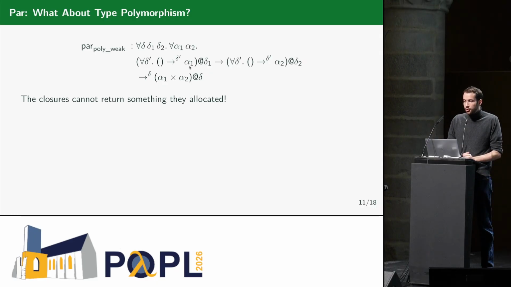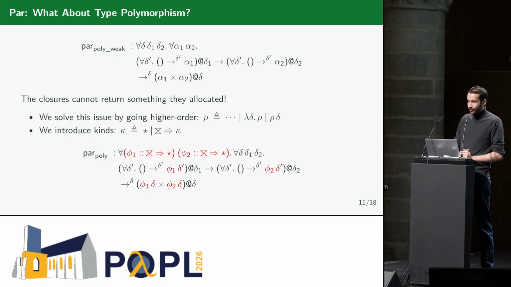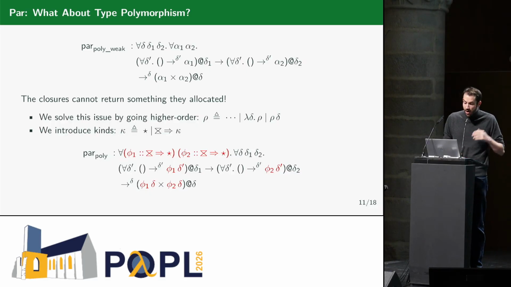So we solve this issue with a sledgehammer, and we decide to go higher order. So now our types can take timestamp arguments and can be applied to timestamps. This means that types themselves have a type, called a kind, and a kind is either star, the base kind, or it's a function that waits for a timestamp and returns some kind.